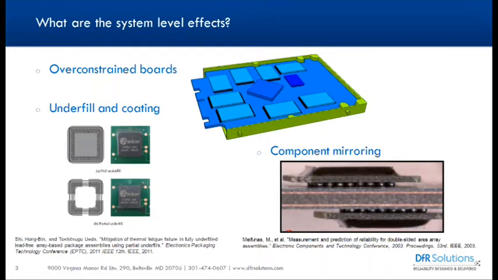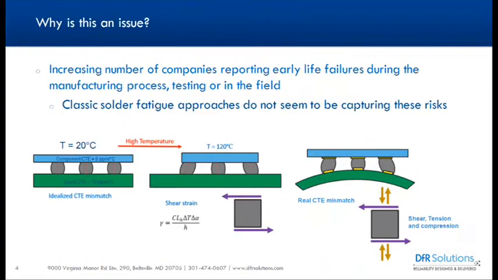Component mirroring, you do have an effect on it. Sometimes, most times, not always, but essentially what happens with component mirroring is that, just like you see in the picture here, you have a component on one side of the board and a component on the other side of the board. And we'll talk about that effect in the end.